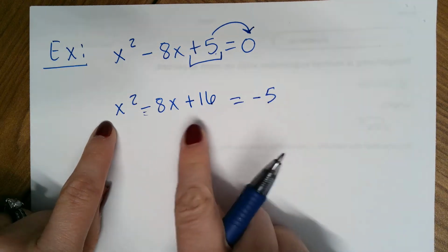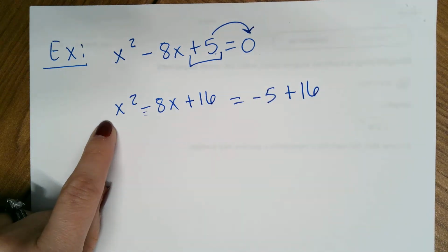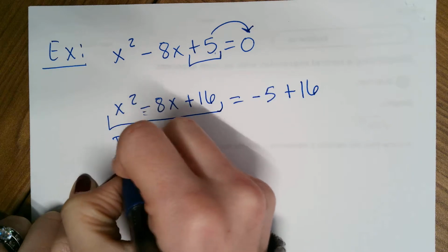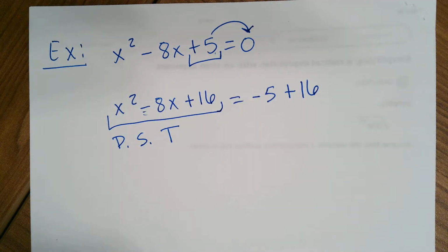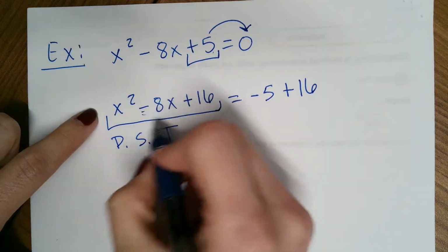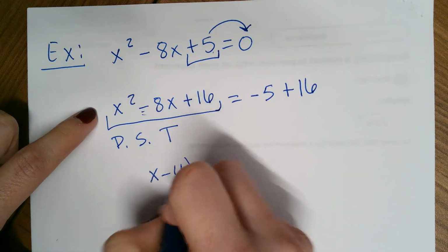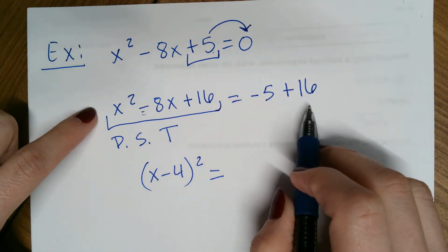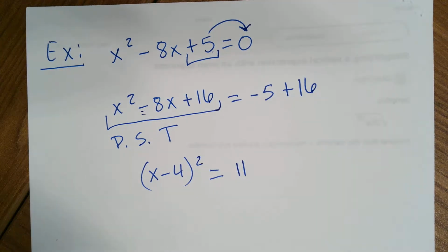But this is an equation, so if I add 16 to the left, I have to add 16 to the right-hand side. Now the left is a perfect square trinomial, so we will condense it back into its squared form by just taking half the middle value. So half of -8 is -4, so x minus 4 squared equals, simplify the right-hand side, -5 plus 16 gives me 11. So there we completed the square.